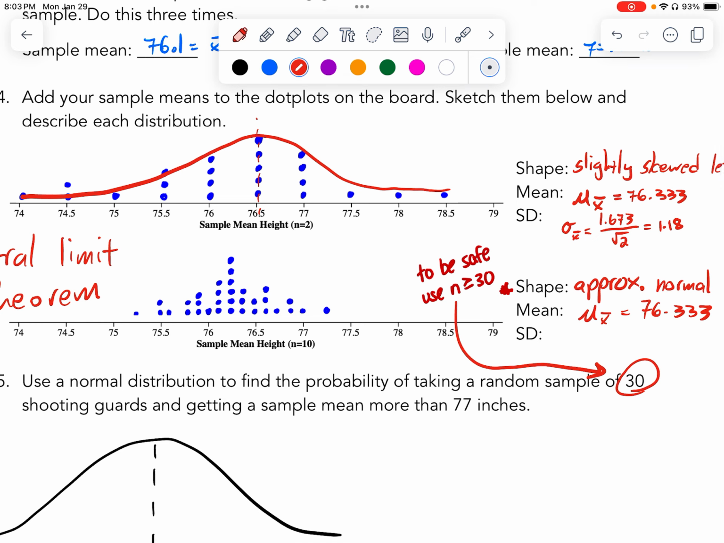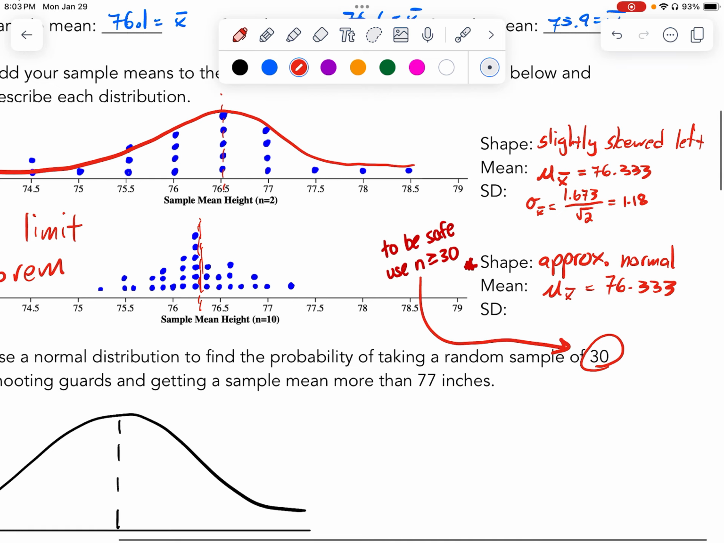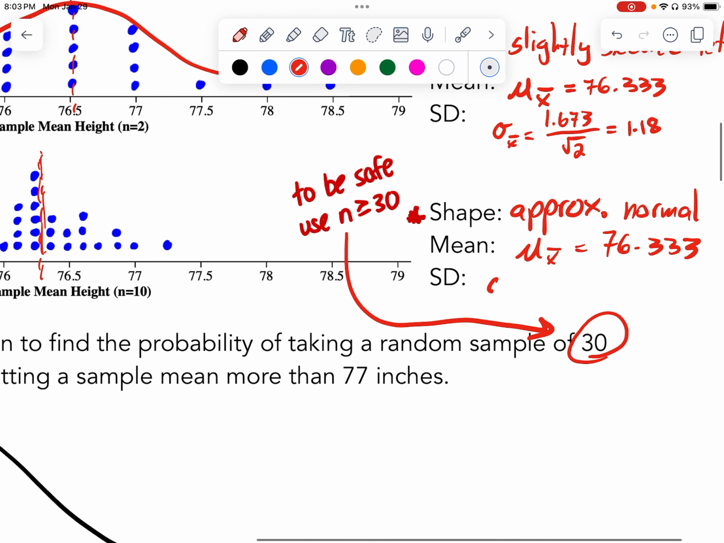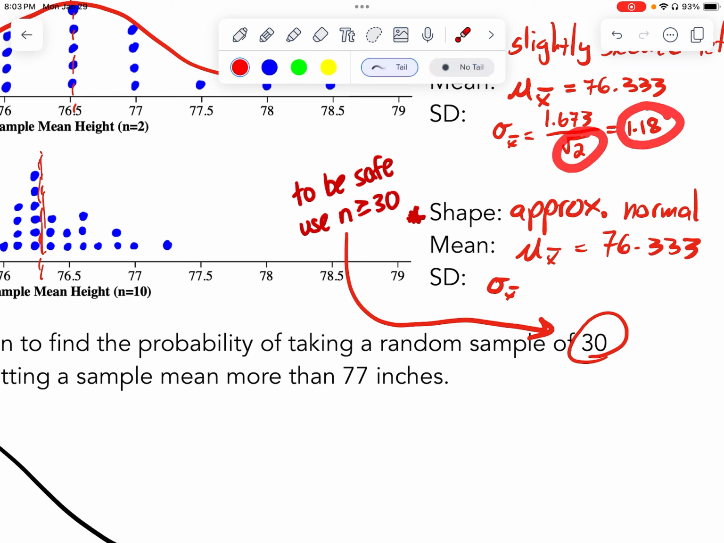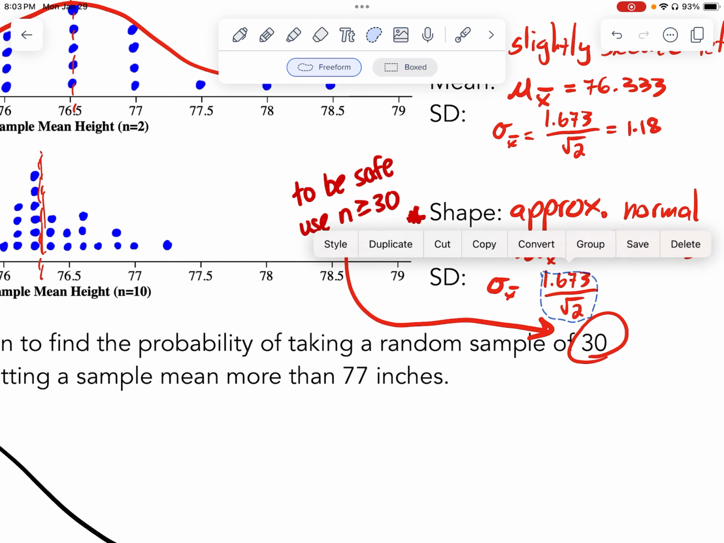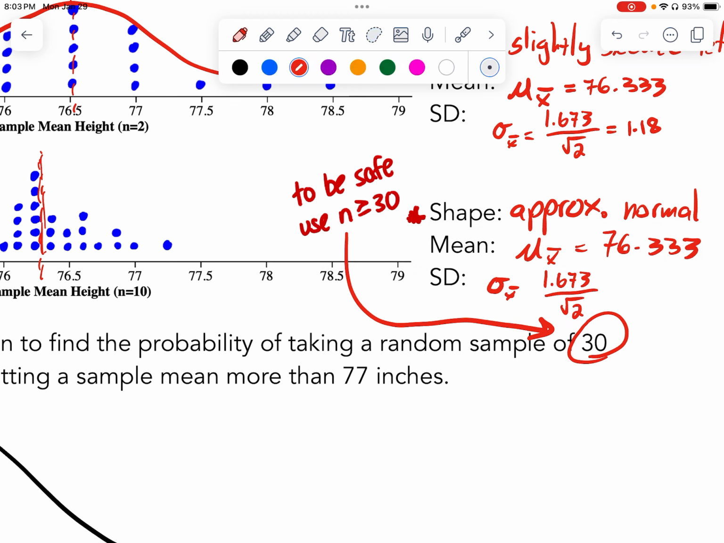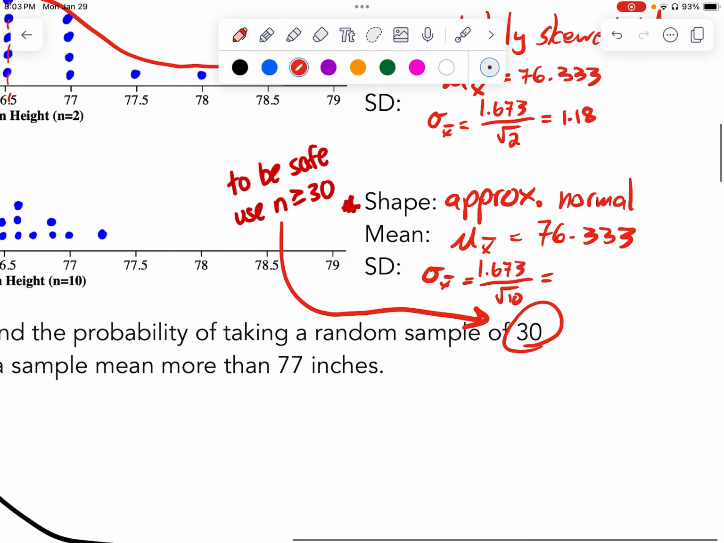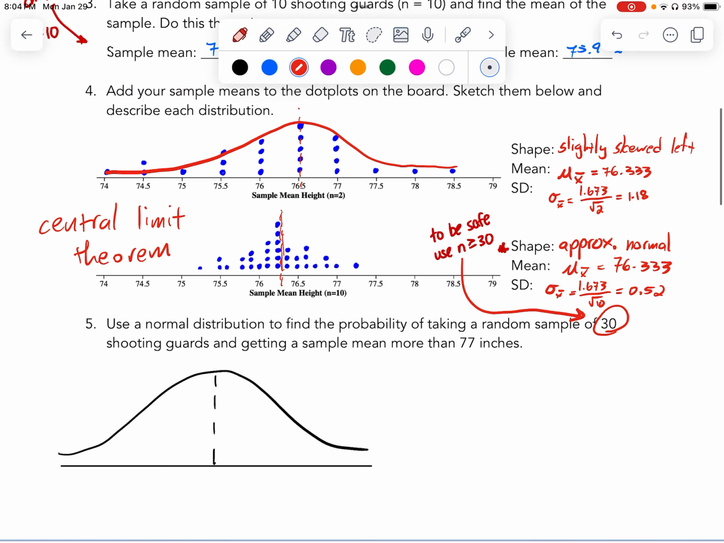Like 76.3 would be right about here, right? That looks pretty close. And the standard deviation now of this one, it's not going to be the same as up here, because this was a sample size of 2. So if I just duplicate this and bring this down here, it's going to be almost the same thing, but I'm dividing by the square root of 10, a larger number, so my standard deviation is going to be smaller.